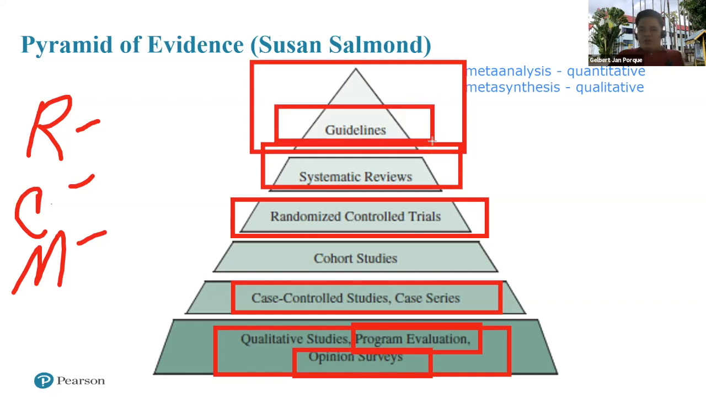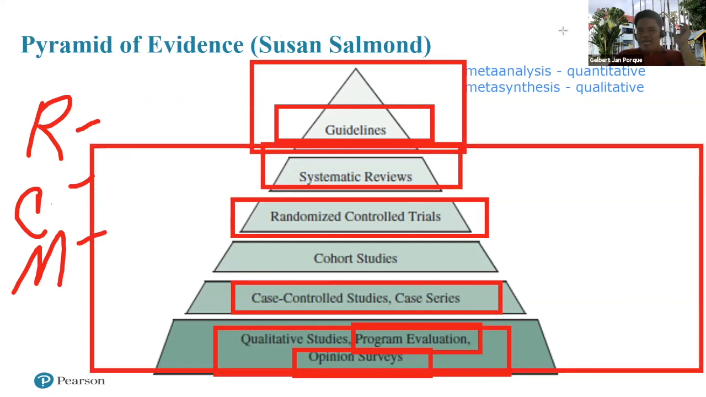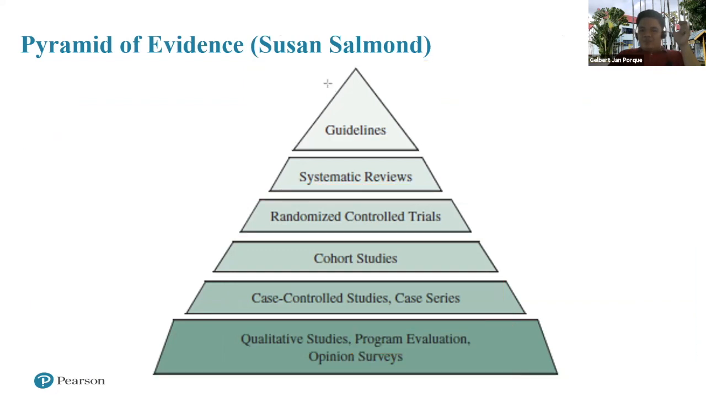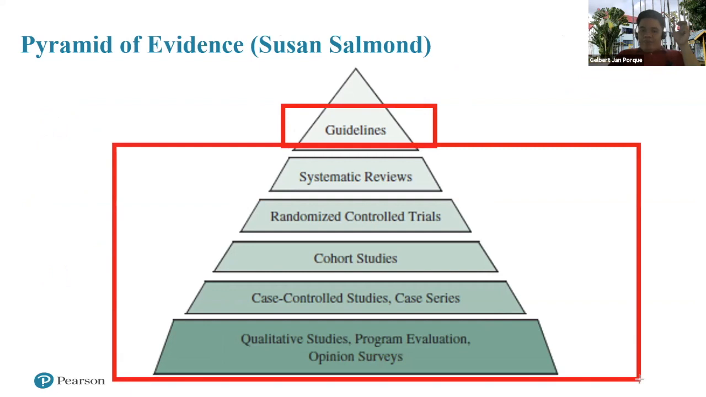So when I talk about guidelines, your guidelines should be backed up by these lower levels of evidence, because a guideline could not exist without the support of these lower levels of evidence. Okay, class, if you would want to embark on a systematic review, by the way, there were a lot of people encouraging me to conduct a systematic review.